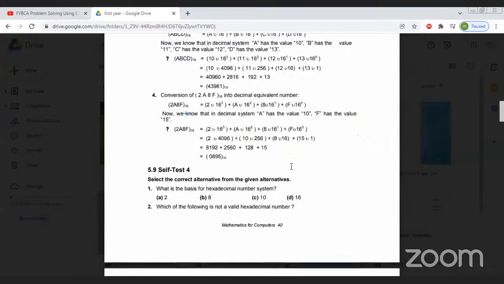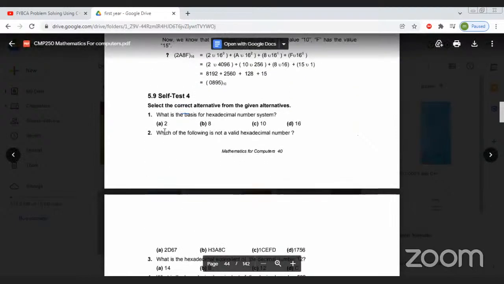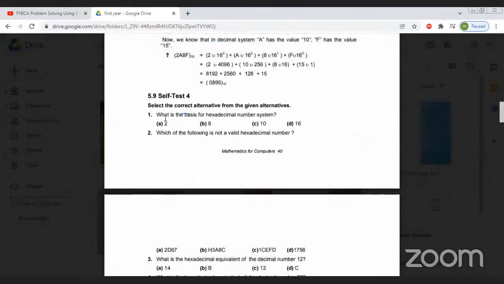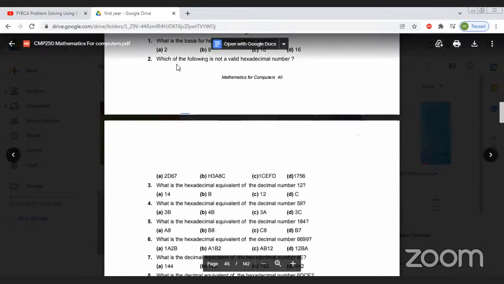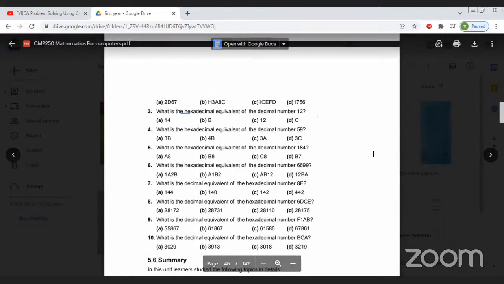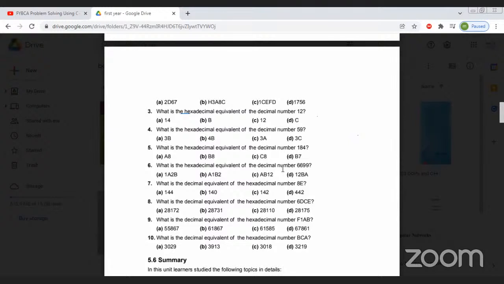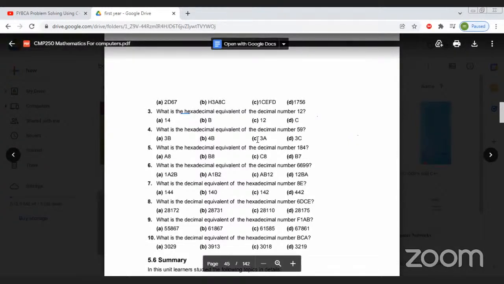Now let's take an example. See, what is the base for the hexadecimal number system? Obviously 16. Which of the following is not a valid hexadecimal number? Now, how do you find out whether it is valid or not? What should be the case? You have to understand it. Which number should we take? See, here the values are in terms of B and A.